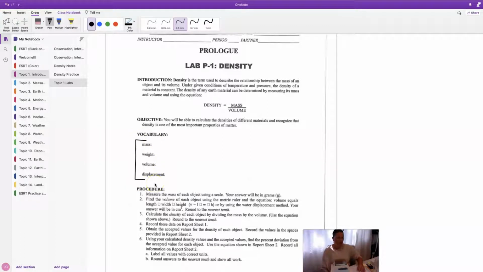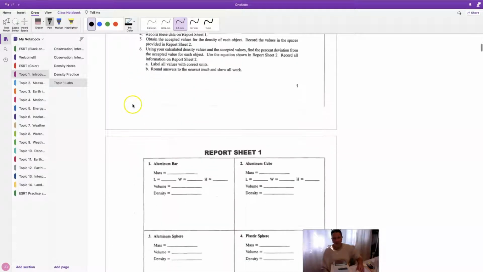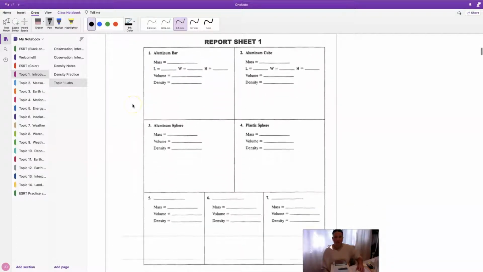So these are the first things that you have to define. Again, you can Google these, look them up, get a definition down. Once you unpause, you come back to this video. We're going to start the procedures. You really do not need to read through these procedures. There are some things that we are omitting today. So we are going to go straight to the next page, which is going to be our report sheet.